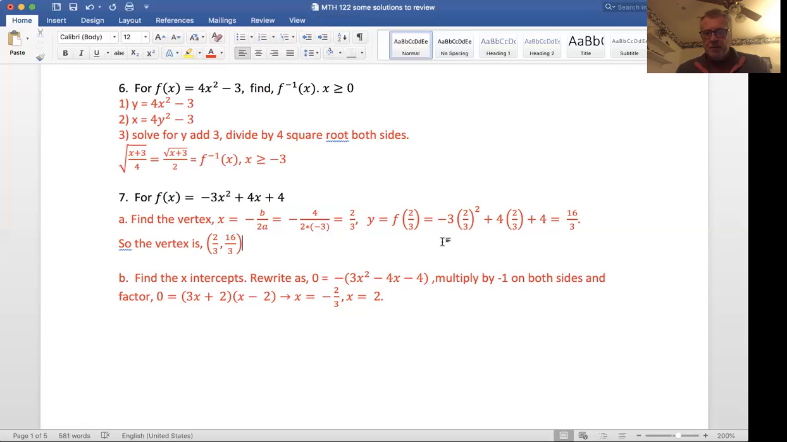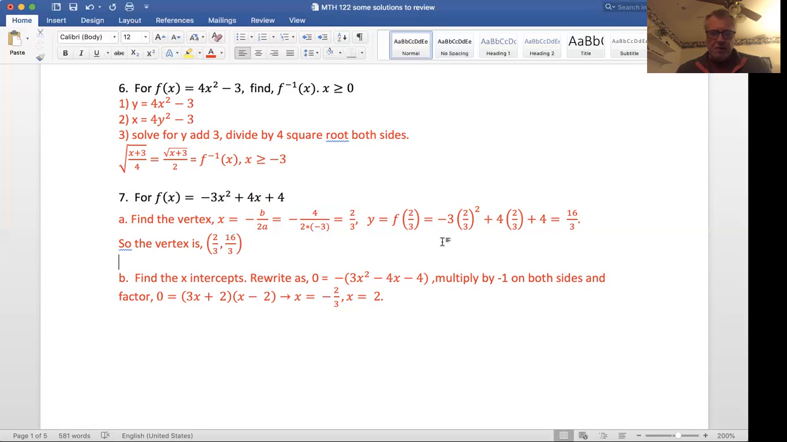So to plug that in, how you evaluate this, I don't care. You could do it with your calculator. You can do it by hand. We plug in 2/3 for x, and we find out what y is. In this case, it ends up being 16/3. So the vertex is at 2/3, 16/3.